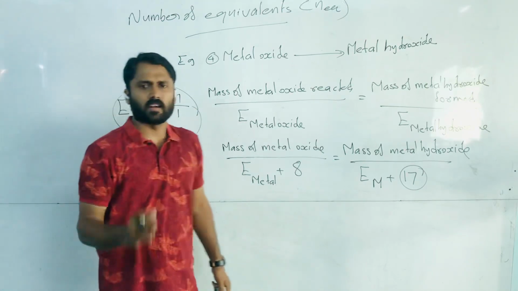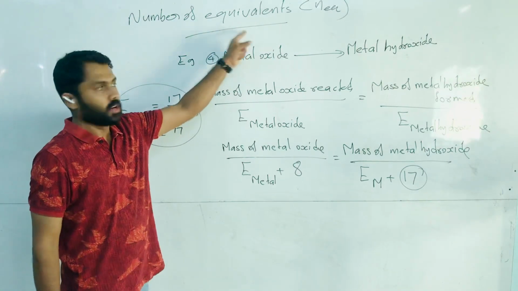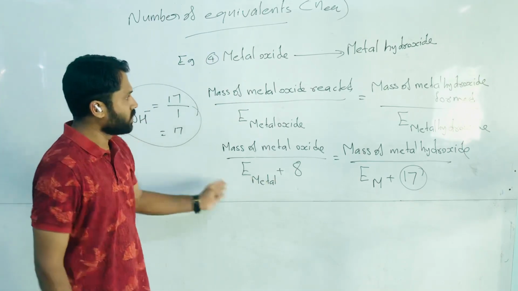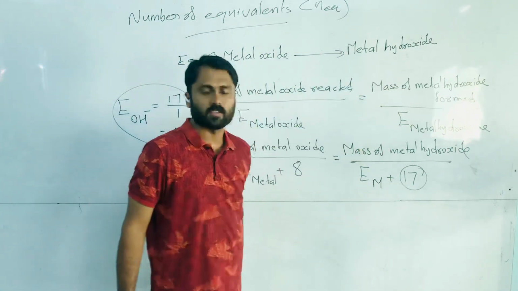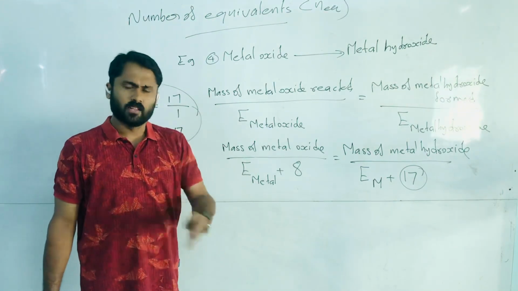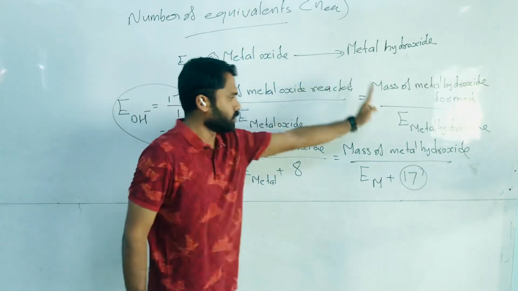These are the different calculations used in number of equivalents. So by the concept of number of equivalents, we can use these different relations and we can calculate the equivalent mass of an unknown species. There are so many problems relating to this, and these very simple equations can be used.